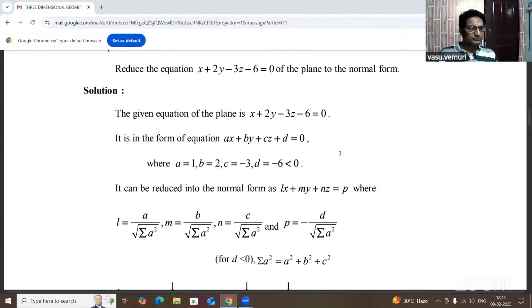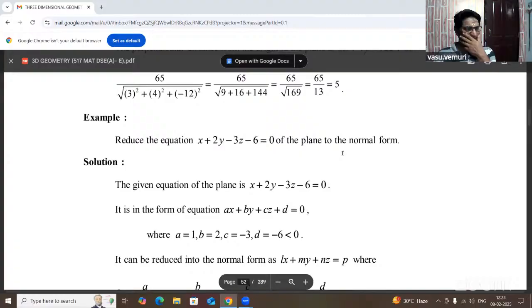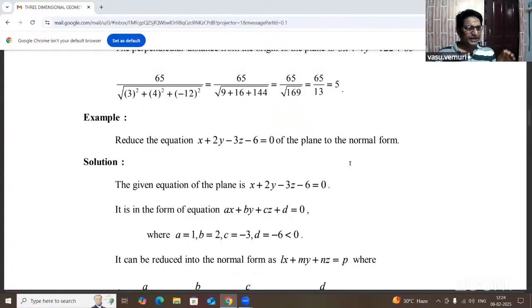Okay. Now here is one of the problems. Reduce the equation. Given the plane equation, that equation can be transformed into the normal form. So the given plane equation is x plus 2y minus 3z minus 6 equal to 0. Now comparing it with the general equation, the a value is 1, b value 2, c value minus 3, d value is minus 6. So d is less than 0.